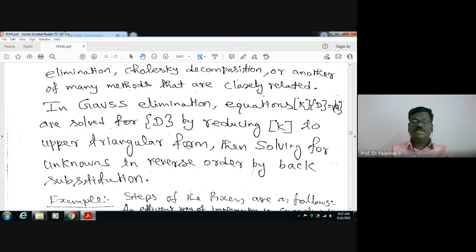That is why it is called a decomposition technique. The matrix is modified. Reducing K to upper triangular form, then solving for the unknowns in reverse order by the back substitution method. That is why this method is also called the back substitution procedure. Keep it in mind.